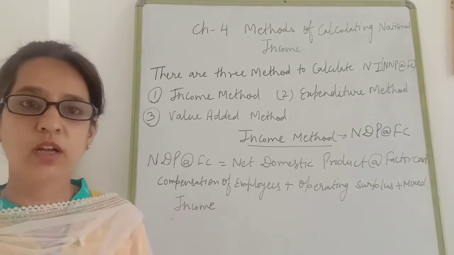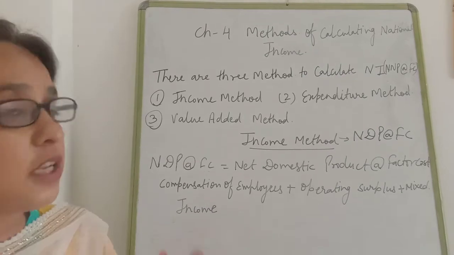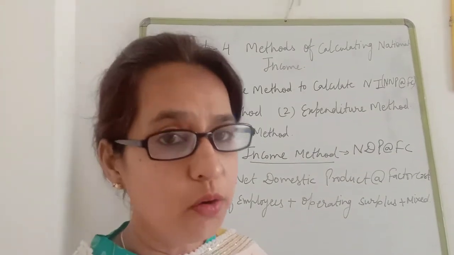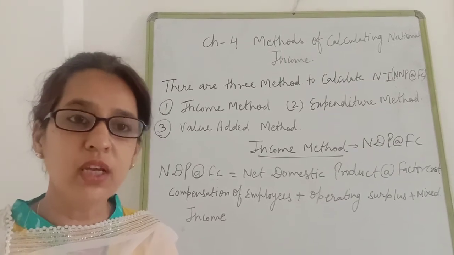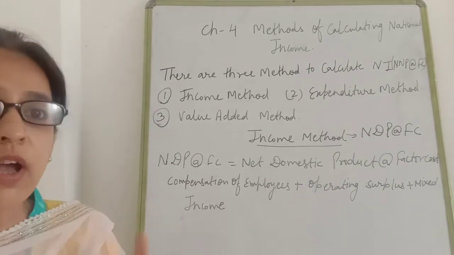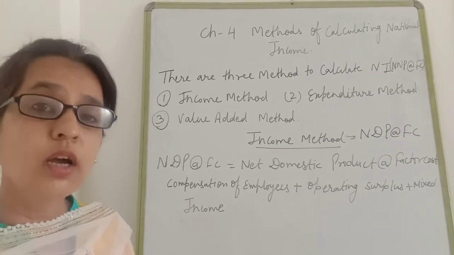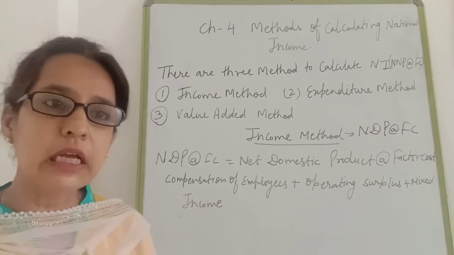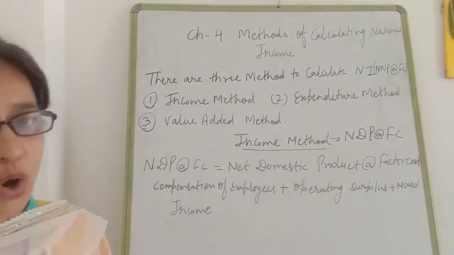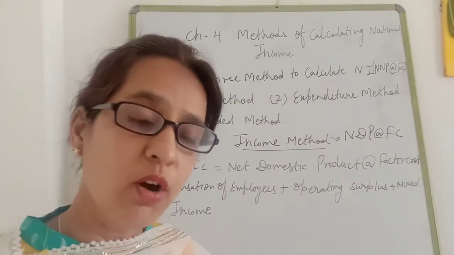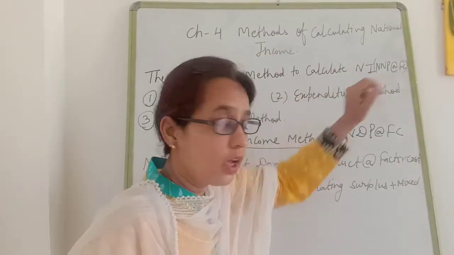Now, today we are going to start chapter 4, that is methods of calculating national income. Till now, you have learned how to convert GDP at MP into NNP at FC. Today, we are going to learn how to calculate national income. There are three methods to calculate national income. All of you know the formula of national income, that is NNP at FC.